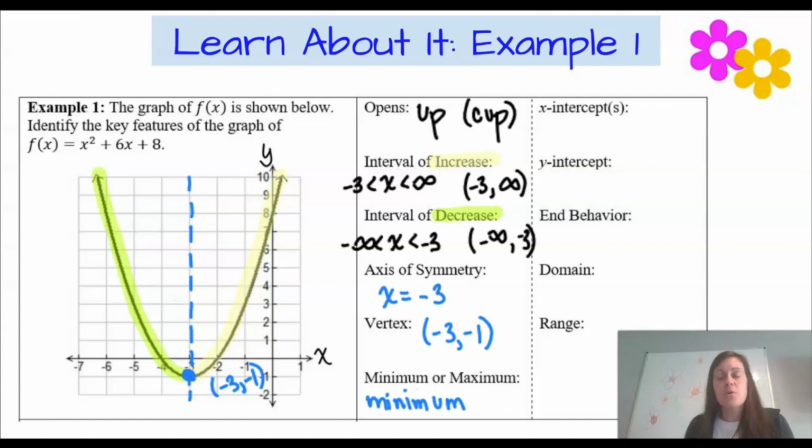I can also identify the lowest y value on the graph to give a minimum value, and the minimum value is y is equal to -1, and I got that right here from my ordered pair.